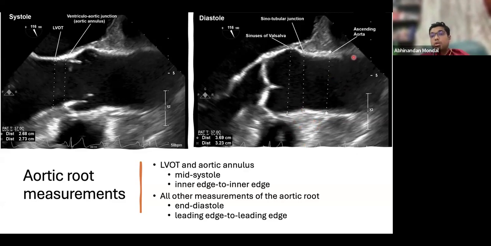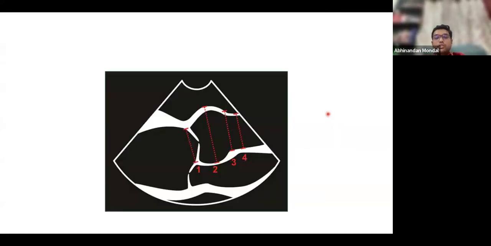But always remember, whenever you measure the ascending aorta, make sure you are measuring it at the level of your pulmonary artery. So this is your cross section of the right pulmonary artery, the cross section from where you will take the diameter of your ascending aorta. So this is called inner edge to the inner edge. And this is the concept of leading edge to the leading edge.